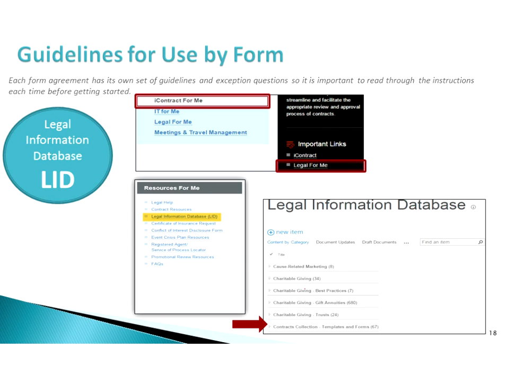So where do you find the guidelines and exception questions? Well, because they're so important, we've included them in a number of places. They will appear in a couple places in the iContract tool, which I'll show you in a minute, but they can also be found in the Legal Information Database, or the LID, as we call it, that's available on the source.